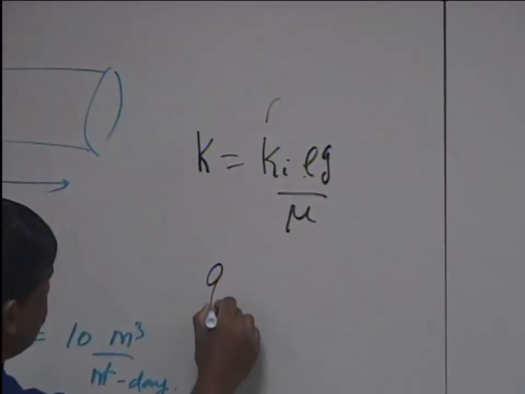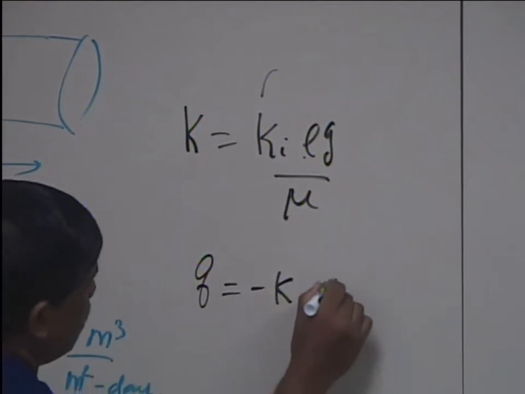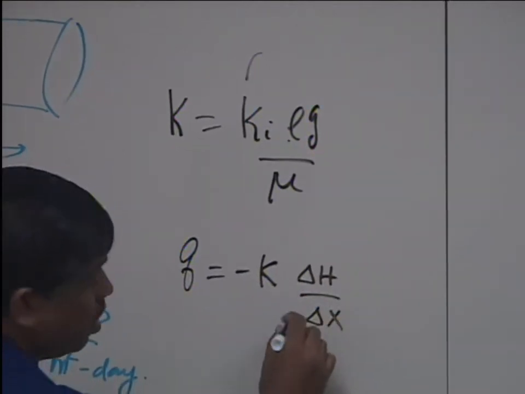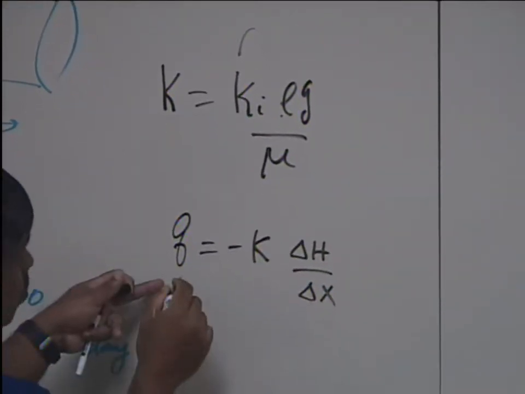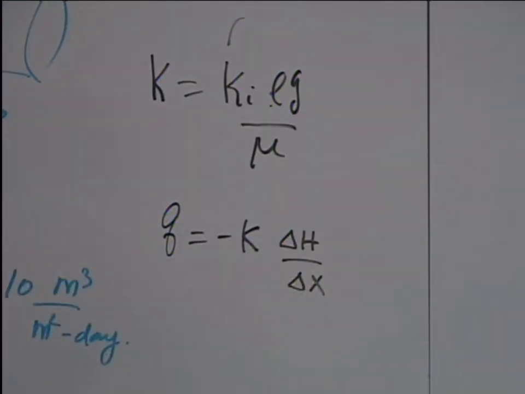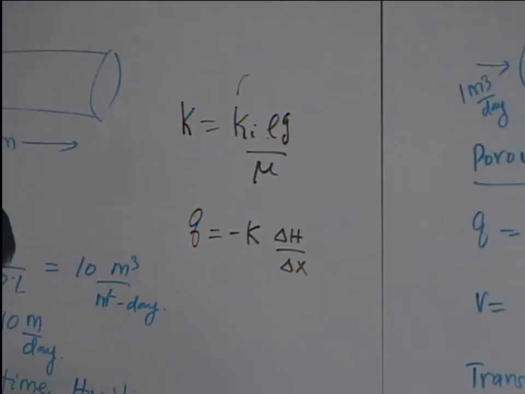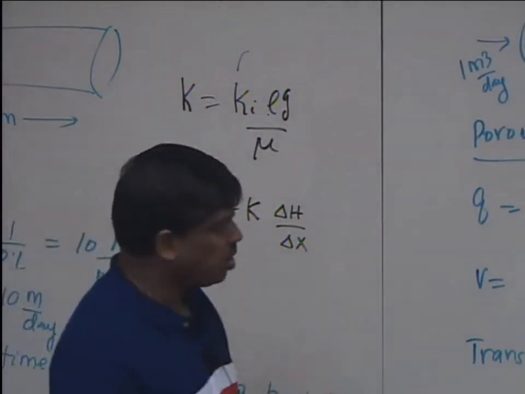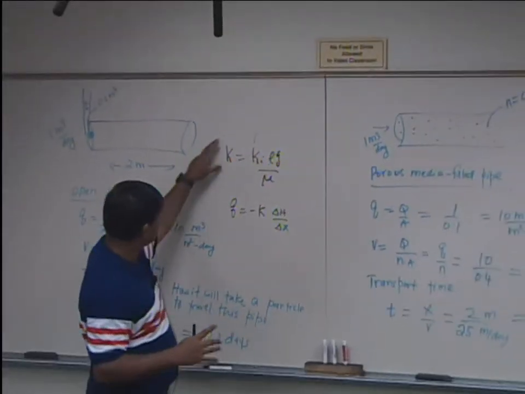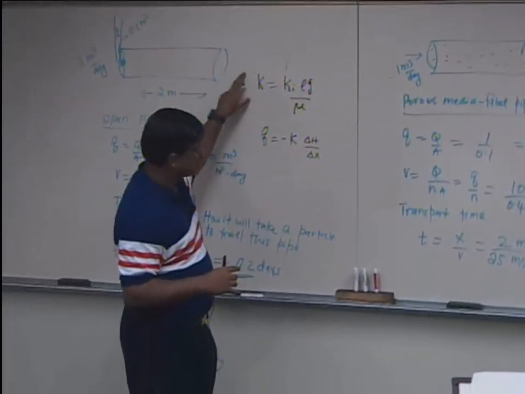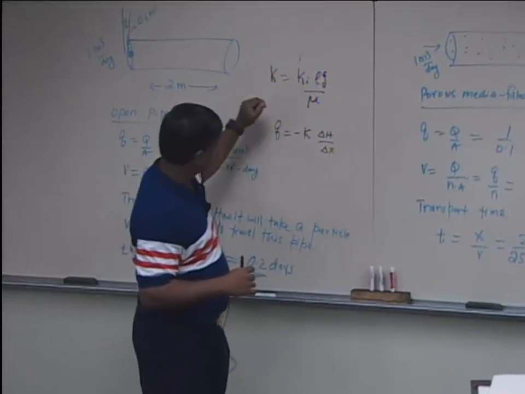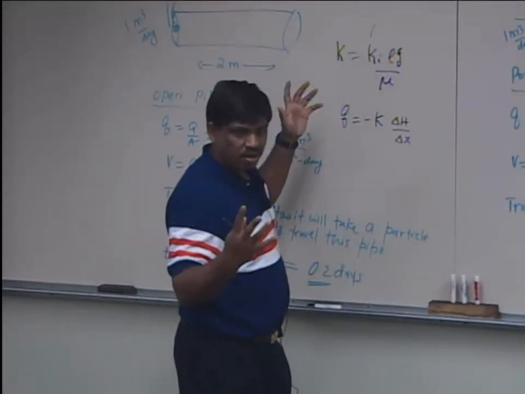And then if the Q is known, Q is equal to minus K delta H by delta X. If I am given Q and given K, I can find the gradient. So that's pretty straightforward. These are the three things you need to manipulate. Given Ki, find the conductivity for different fluids. I might give an oil or.